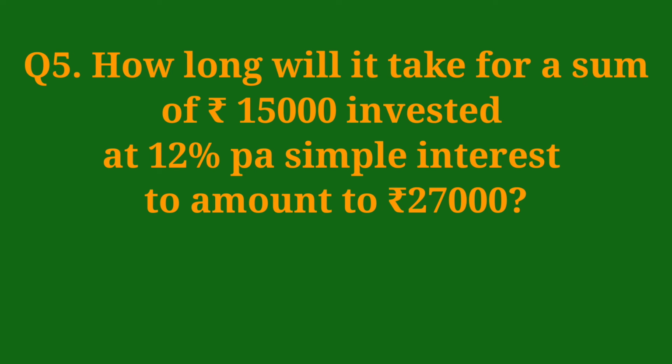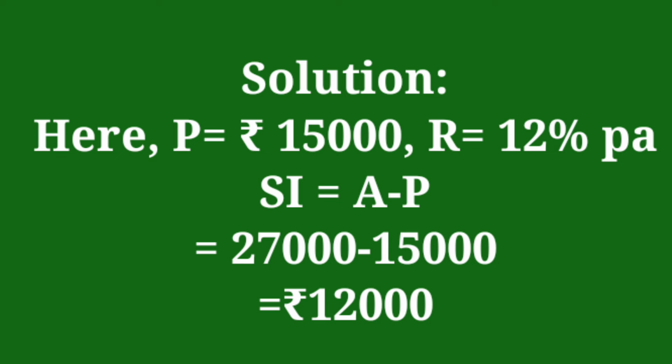Question number 5. How long will it take for a sum of rupees 15,000 invested at 12% per annum simple interest to amount to rupees 27,000? That means 15,000 investment and getting 27,000. So here is 12,000 rupees SI. How to calculate SI? I have shown you over here: SI equals amount minus principal. So 27,000 minus 15,000, then you are getting 12,000 rupees.